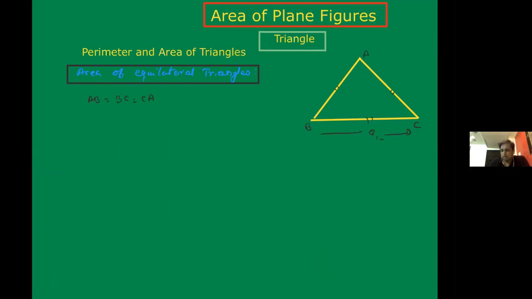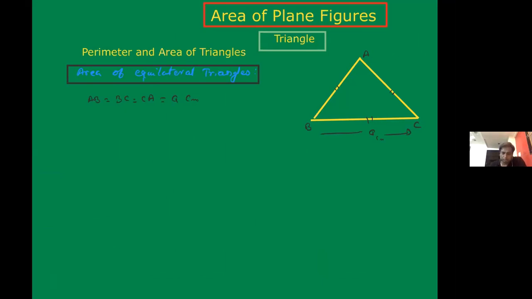So all the sides of the triangle will be A centimeter. Now we need to find the area of this equilateral triangle. So what we can do, we know Heron's formula.